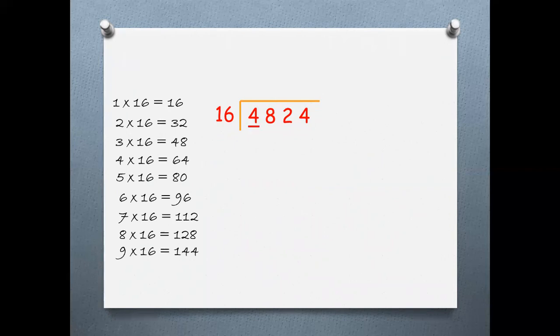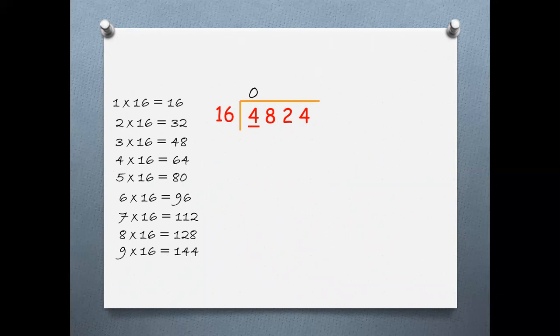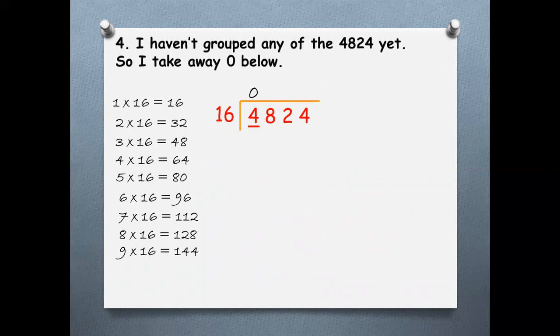Look at the first digit. Now this is usually the way, because the first digit is always a single digit. You know for a fact that you're not going to get any groups in that part. So you're going to record that as a 0. You're going to take away those no groups that you've made, so you're going to take away 0. You haven't made any groups of 16 yet, which leaves you with 4.